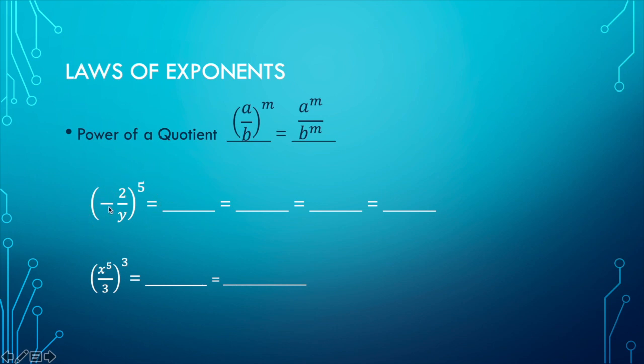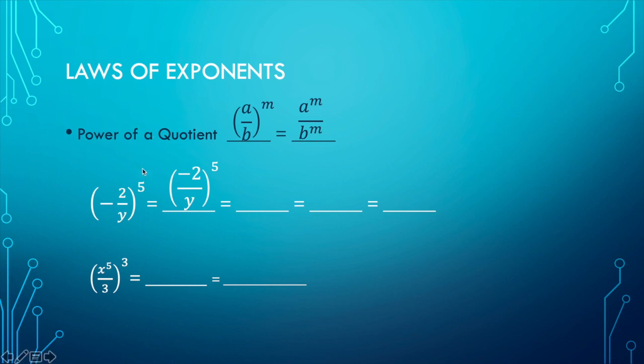Okay, I've got negative 2 over y, and that's all raised to the 5th power. Now when I have a negative as part of a fraction, I want to assign that negative to either the numerator or the denominator. Okay, and I always just assign it to the numerator, but I can't assign it to both because remember that if you divide a negative by a negative, you end up with a positive value. Okay, so I'm going to just assign that to the numerator.